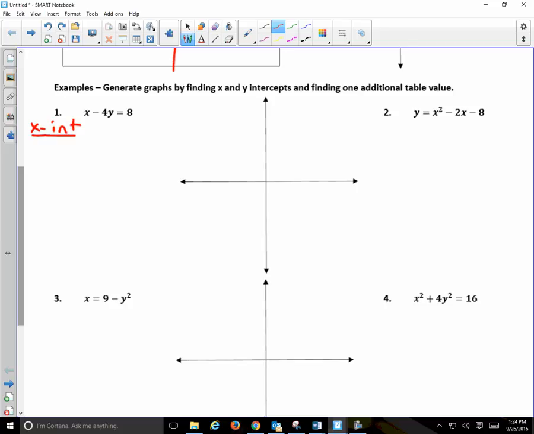X-intercept. I plug in 0 for what? Then we plug in 0 for y, it goes away. The 4 goes away because 4 times 0 is 0. So you're left with just x is equal to 8. See how easy that is? The y-intercept, you plug in 0 for x, and you get negative 4y is equal to 8, or y is equal to negative 2.